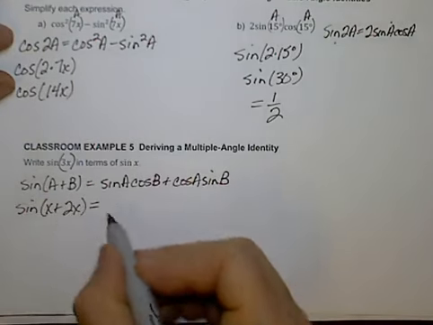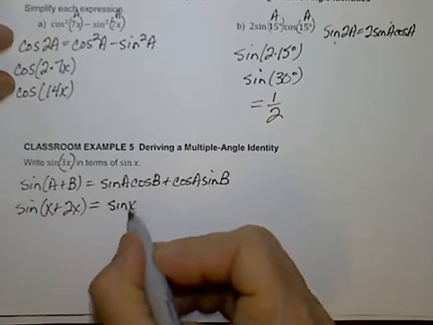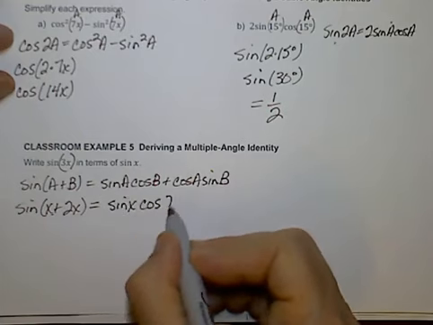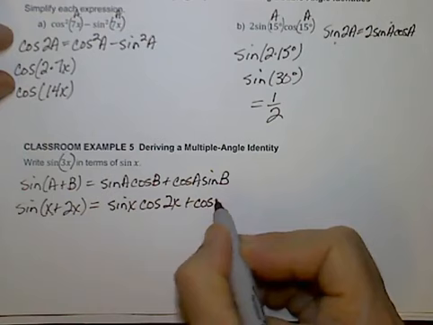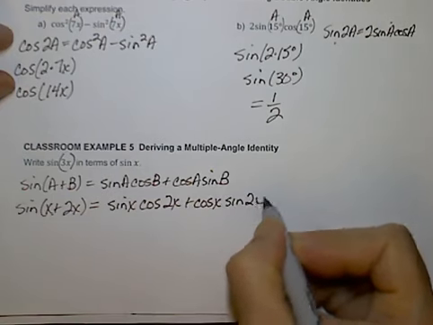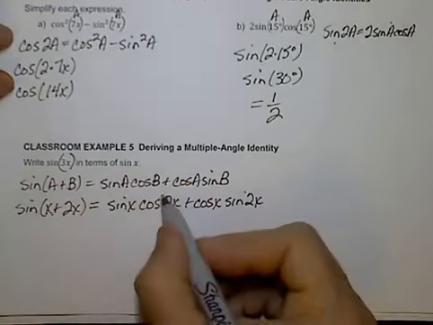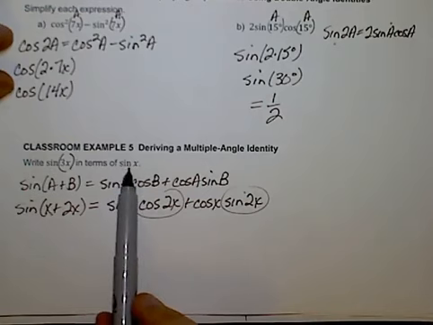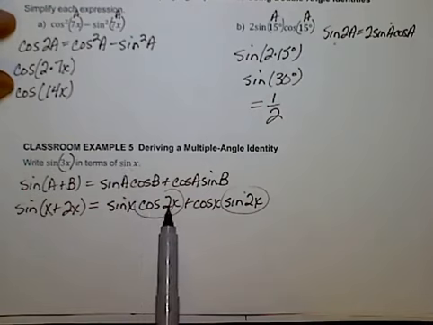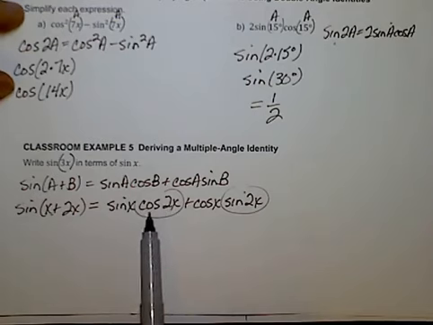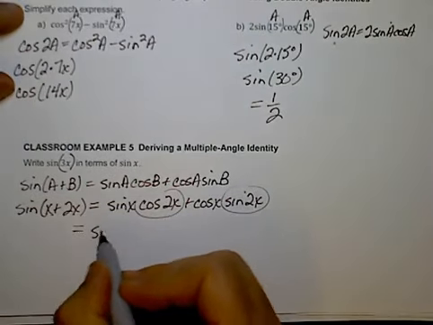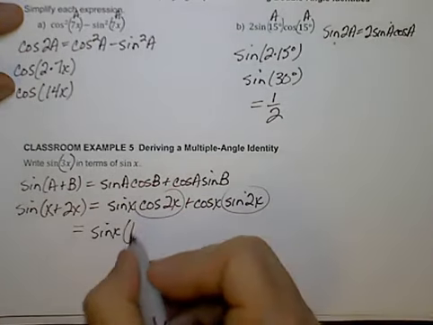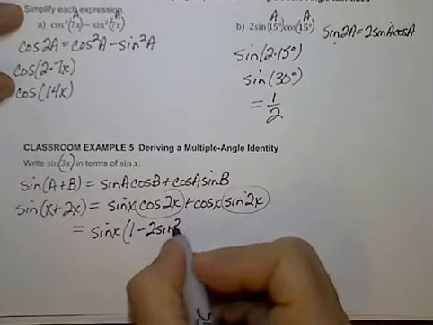We can plug this into our identity. That would give us the sine of x times the cosine of 2x plus the cosine of x times the sine of 2x. Now we want to take both of our double angles and use identities for those. The thing to remember in this one is that we're trying to write this in terms of sine of x. So here where I have a choice of which identity to use, I'm going to choose the one that only involves the sine. And that would be 1 minus 2 sine squared of x.